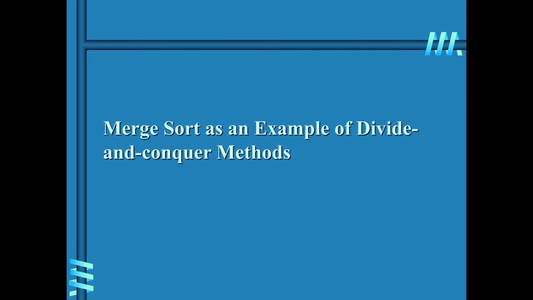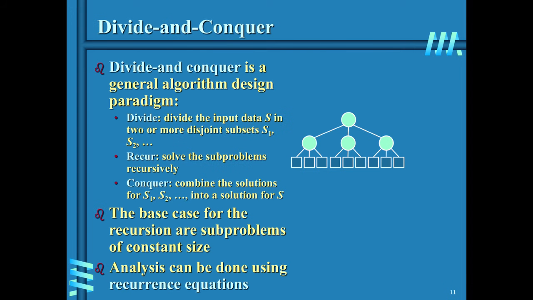Another example, which is very popular and which people use a lot to explain recurrence analysis, is merge sort. It is one example of the divide and conquer method. Merge sort is one of the sorting algorithms. The idea here is: given n numbers, we want to divide these n numbers into halves, and we follow the same procedure, dividing into smaller ones.